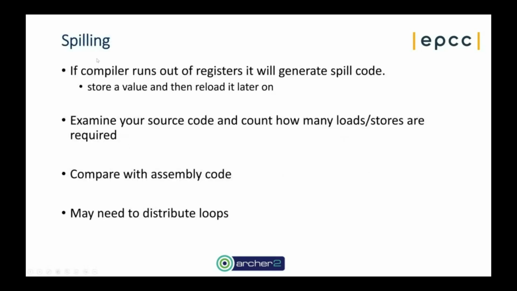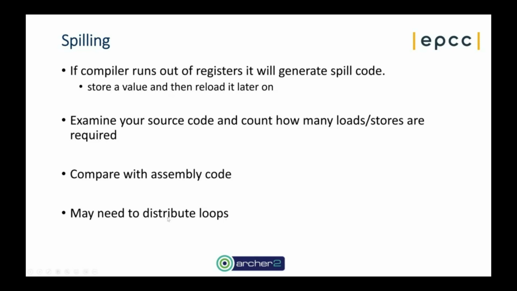And yeah, so if a compiler runs out of registers, it will generate spill code. This is code to temporarily take some of the data, store it, and then load it later on. We can have a look at the assembly code for that, examine the source code, and count how many loads and stores there should be and how many are actually happening, from the performance counters we had.